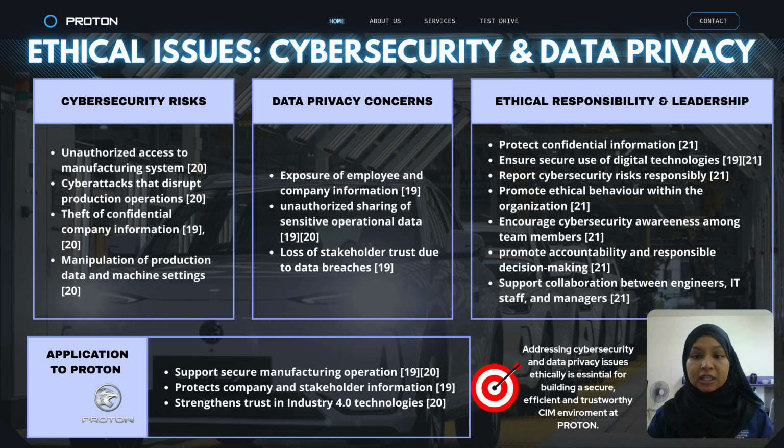Another important issue is data privacy. Modern CIM systems store a large amount of information, including employee records, production data, and company information. If this data is not properly protected, it may be exposed to unauthorized parties and affect stakeholder trust.